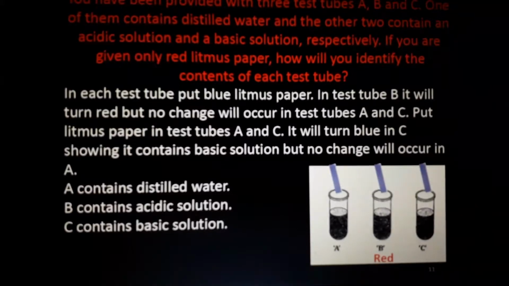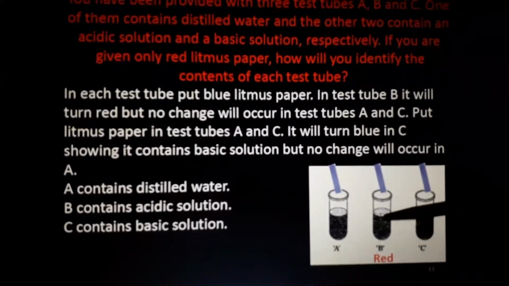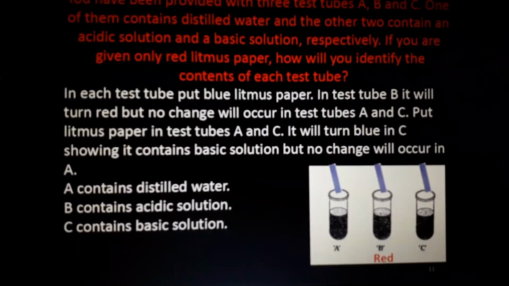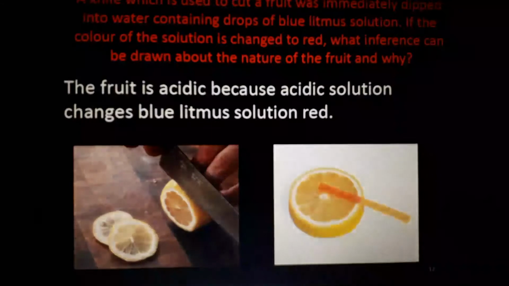No color change. But in the case of the second test tube, it contains acidic solution. So what will happen to the color? The color of the solution won't become anything, but the color of the litmus paper will change into red. Okay, it's a simple experiment. It's not that much rocket science in that.